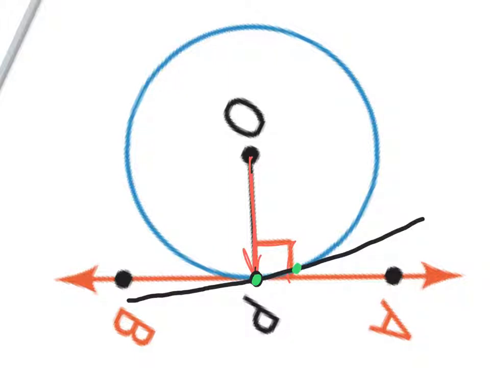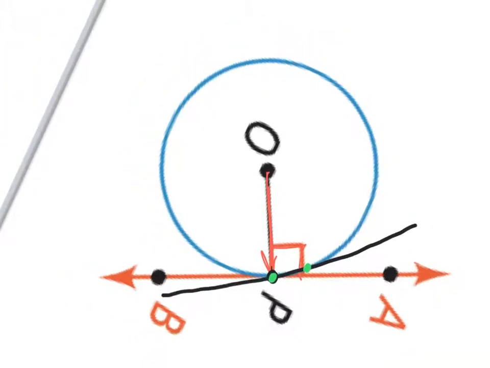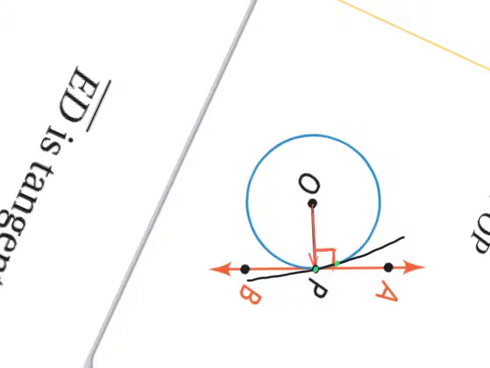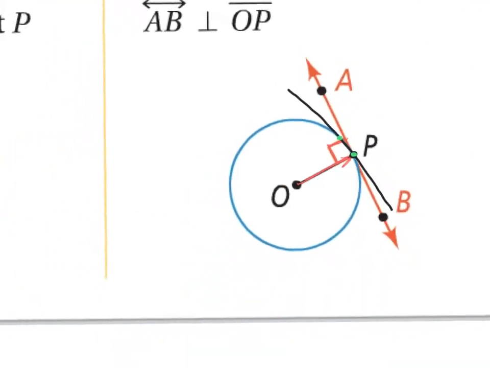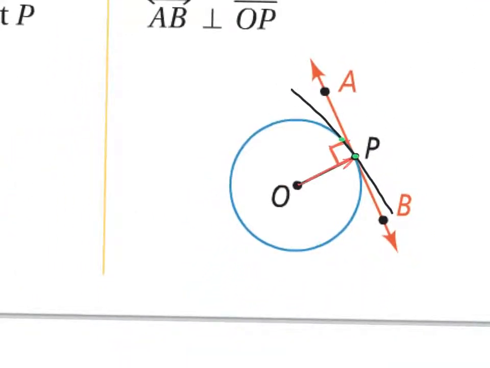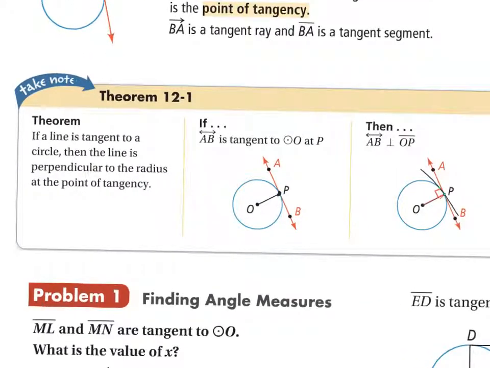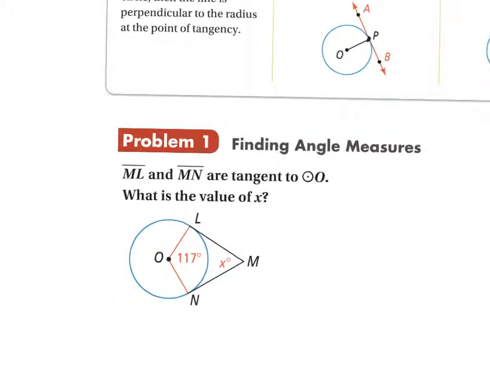A tangent line only intersects the circle at one point. And so if I tweak that line at all, it's going to start intersecting the circle at more than one point. And we can't have that. So that's why it has to be a 90-degree angle at that point of tangency. Okay? Questions, comments? Doing okay? All right, let's try an example then.